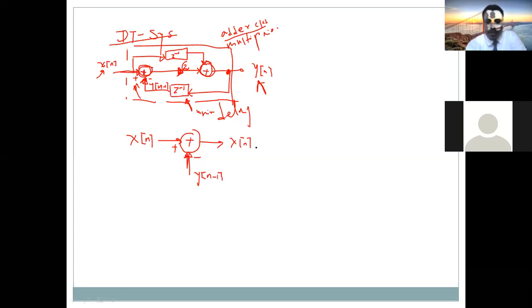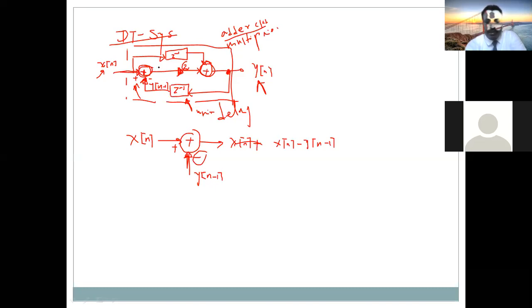So what will be here? x of n, because this is minus, it will be x of n minus y of n minus 1. That is the output of the first adder.